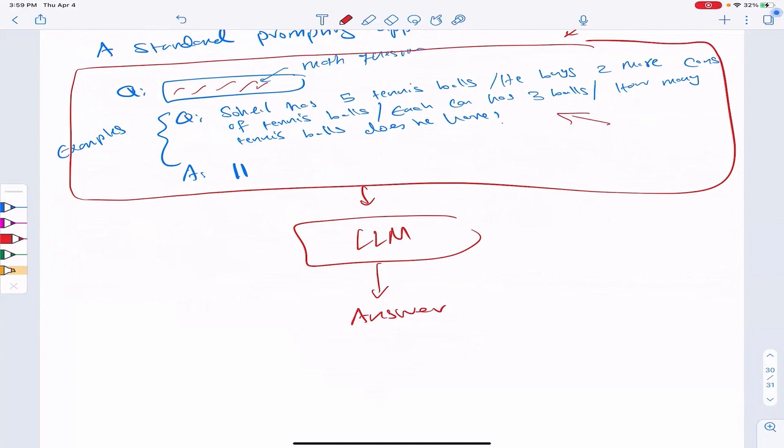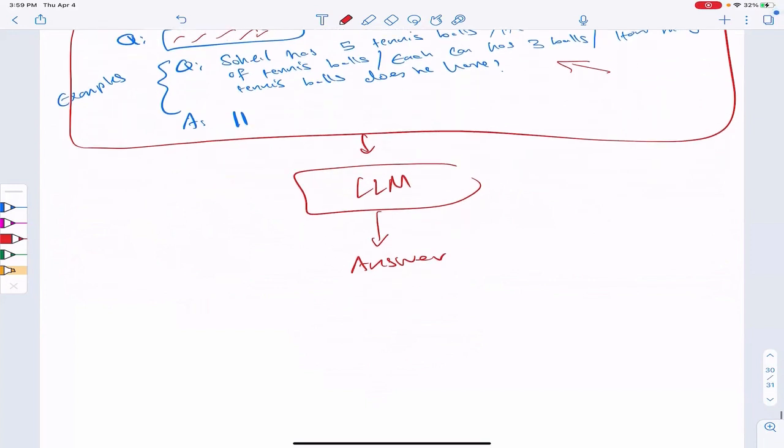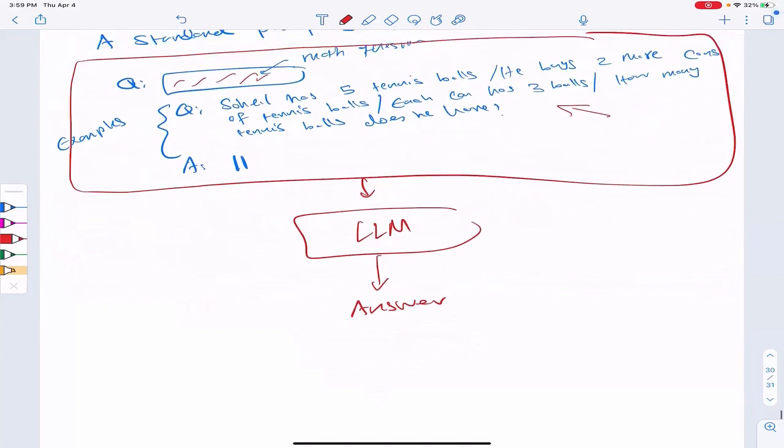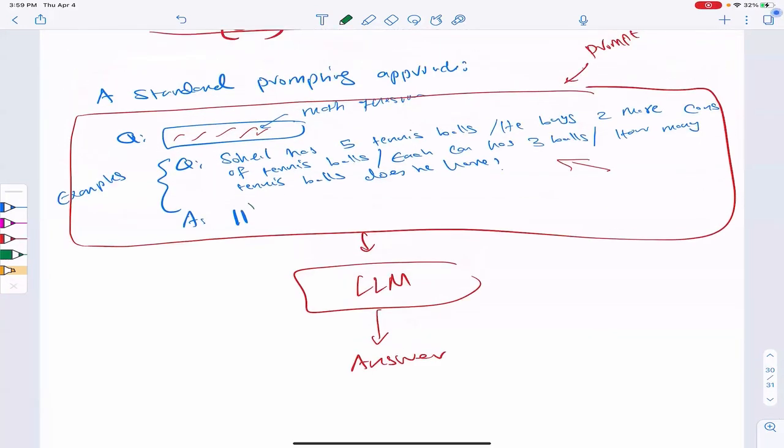Okay, so what people have observed in chain of thought is that instead of giving just a final answer in my demonstration example, if I tell the model how such a response is being calculated, that helps the output. That's it. That is called chain of thoughts.